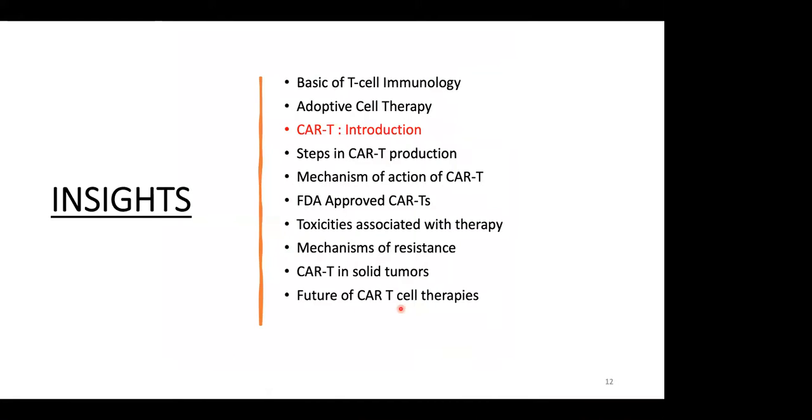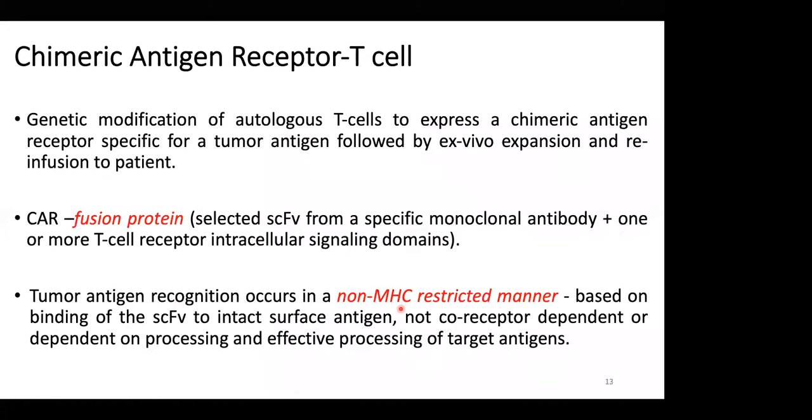So we'll concentrate on CAR because this class is all about chimeric antigen receptor T cells. So what are chimeric antigen receptor T cells? Here, what we do is genetically modify autologous T cells, as of now it's just autologous, in order to express a chimeric antigen receptor which is specific for a tumor antigen. Once we have successfully expressed the chimeric antigen receptor, we can expand the cells to reach the target dose and then reinfuse it to the patient.